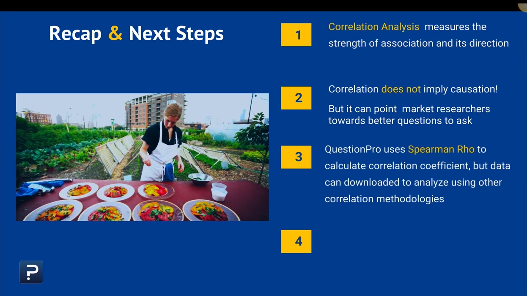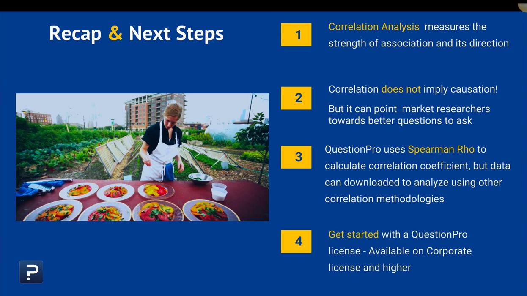QuestionPro uses the Spearman-Rowe to calculate the correlation coefficient, but data can be downloaded to analyze using other correlation methodologies as seen in Excel, SPSS, Tableau, and more. So there's lots. You're not stuck with the one that we offer, but we do have it available, and it's very easy to use. And the fourth one, obviously, is to get started with us.